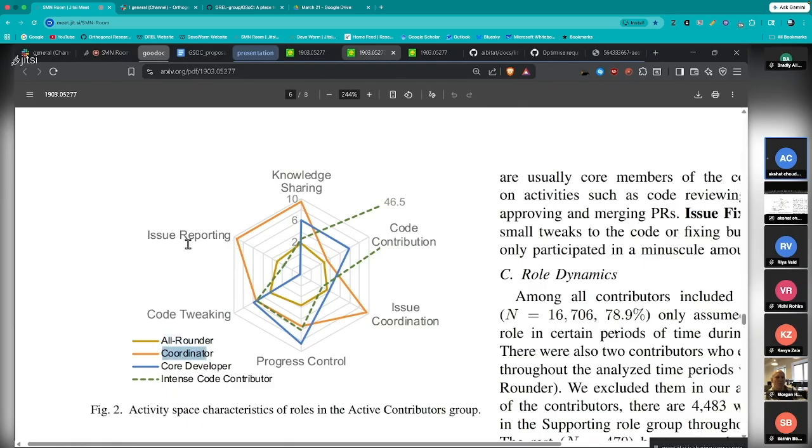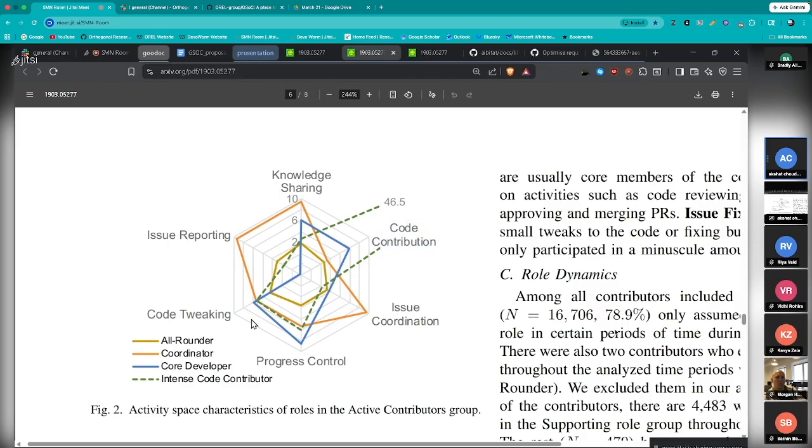Coordinators focus on issue reporting, knowledge sharing and issue coordination. Code developers focus on progress control the most, and they don't report issues as much. Now this is my favorite group, intense code contributors. They are the ones focused on code contribution. As you can see, the plot actually goes out of the diagram. So they are very focused on the code contribution part.